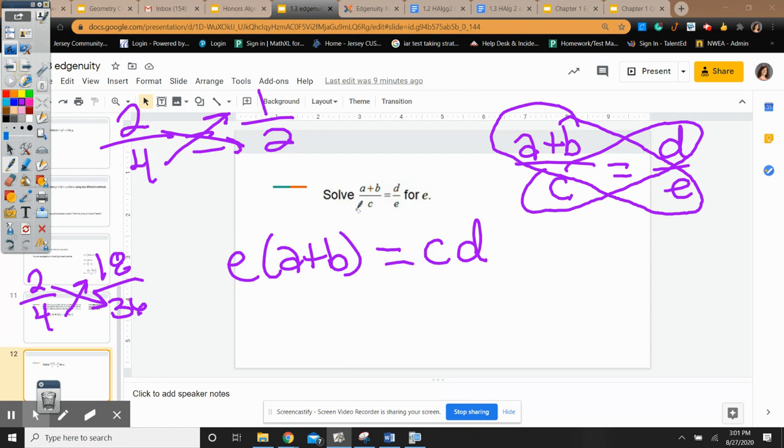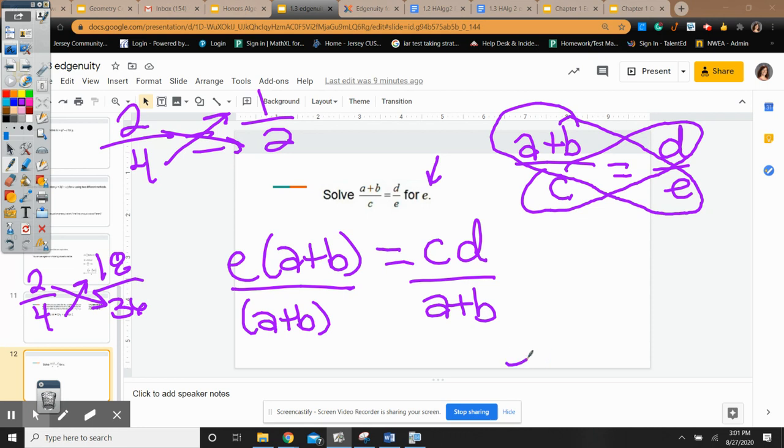So once we have gotten rid of the fractions, now we can get e by itself. Yes, you could distribute here if you wanted, but it will make it more challenging for you. You would have to go back and factor it out. To get e by itself, the only thing I need to do is divide both sides by that quantity, a plus b, and I'm going to get CD over a plus b.